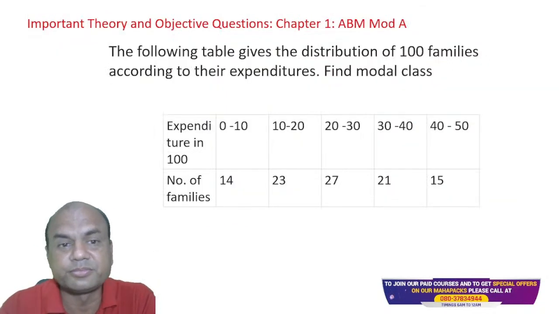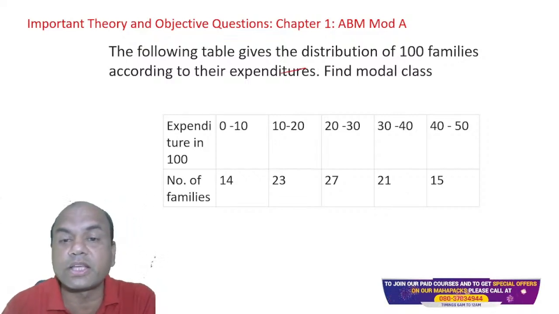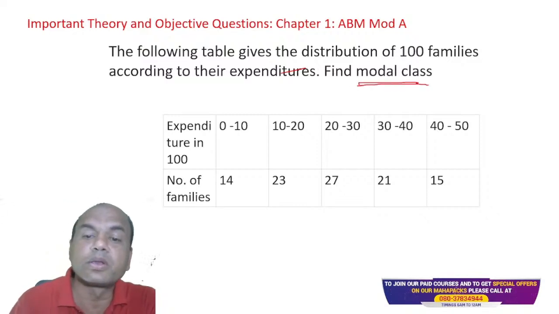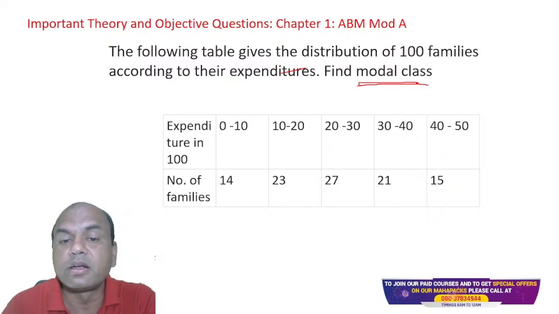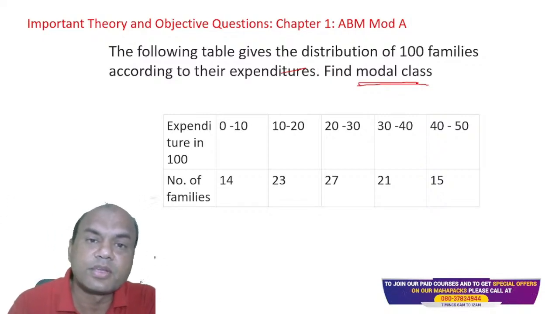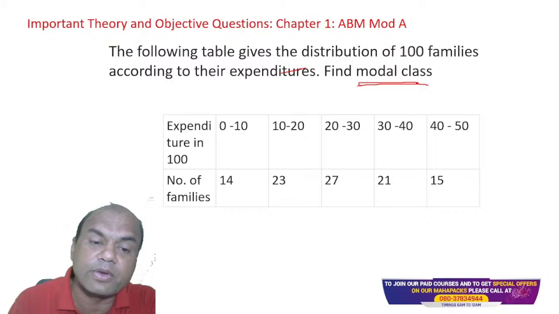The following table gives the distribution of 100 families according to the expenditures. Find the modal class. We want the mode over here. So this is the expenditure: 0 to 10, 10 to 20, 20 to 30, and so on. And this is the number of families. So which is the frequency over here? Tell me, which is the frequency? Number of families means how many families are having the expenditure in that range. So this becomes the frequency.